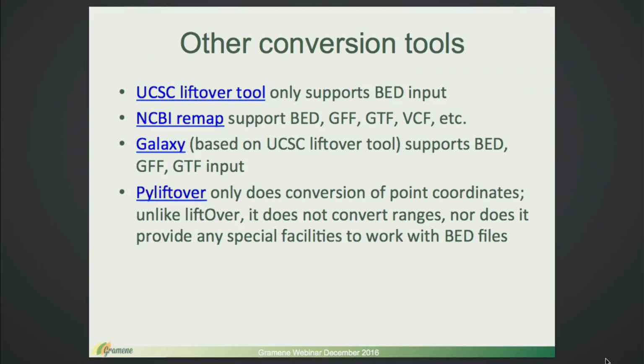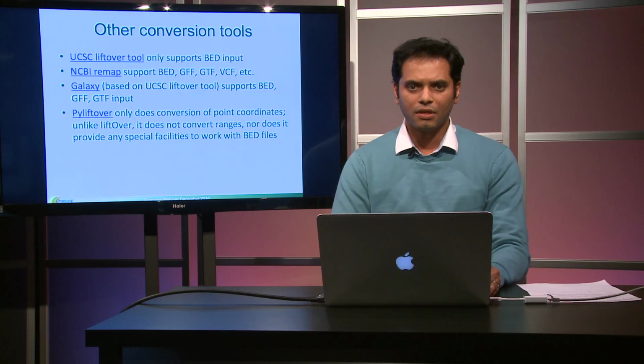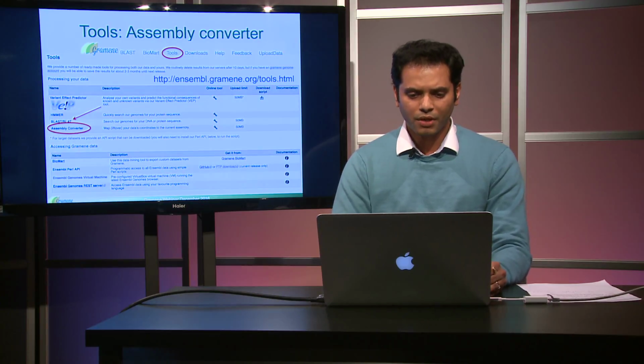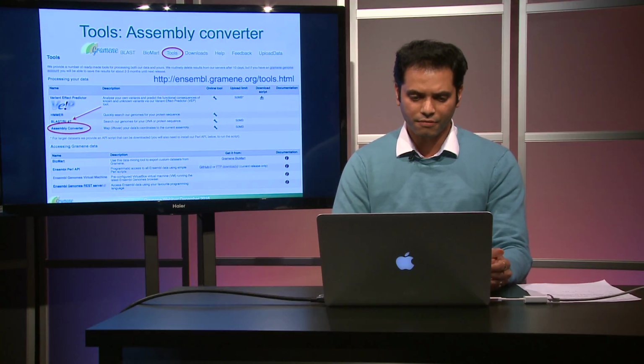So there are many other options. But CrossMap has a distinct advantage that it can host many different file formats, like a BAM file and others, which are pretty useful. So on the Ensembl genome browser, we have many different suites of tools.